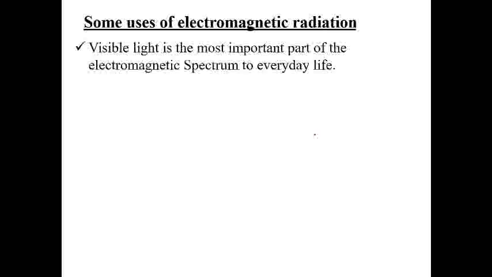Some of the electromagnetic radiations: the first one is visible light, the most important part of the electromagnetic spectrum to everyday life, because we can't see anything without visible light. To see an object, light must be reflected from the object and back to your eye. If this light is not present, we can't see anything. Therefore, visible light is the most important electromagnetic wave or spectrum to everyday life.